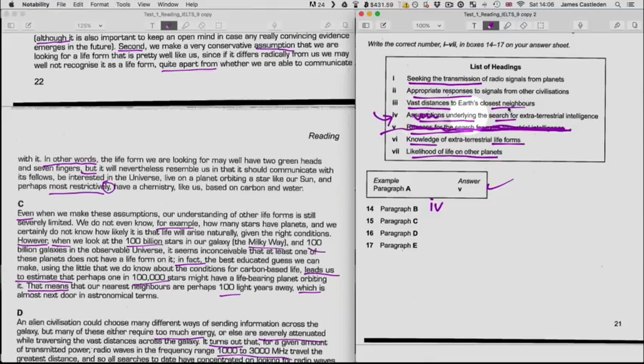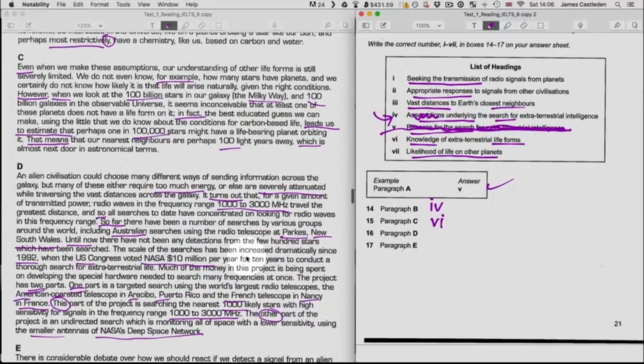Okay, so that's done. And what do we know? Knowledge about extraterrestrial life forms. So that's talking about how much you'll have to look through. So that must be VI or 6. And then paragraph D. Too much energy. How much money? Okay, so vast distances.